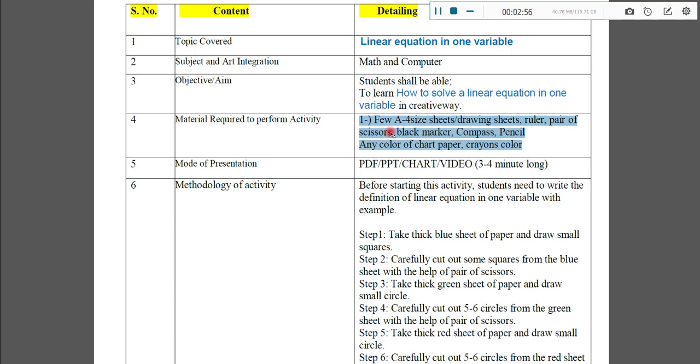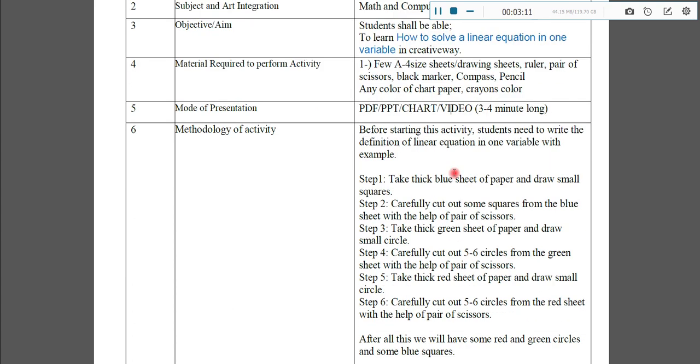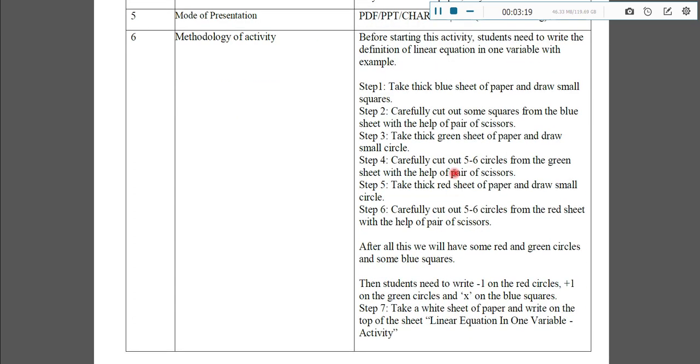As I have already told you, the mode of presentation can be PDF, PPT, in chart form, or in the form of a video, but the length of that video should be 3 to 4 minutes, not longer than that. The computer teacher will explain how you can make a PPT or chart based on the same.